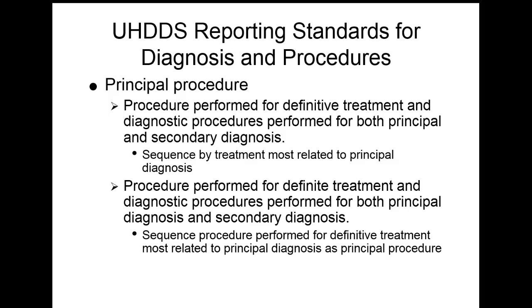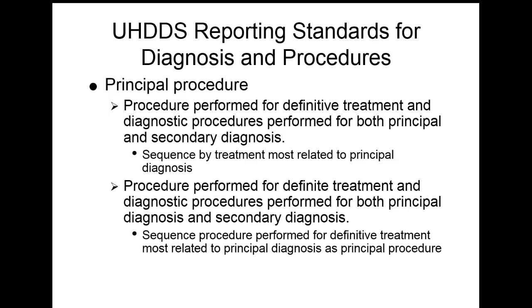Now, a procedure is like surgery. So patients have a diagnosis. So I have a diagnosis of acute appendicitis. And then I come to the hospital and they take out my appendix. They do an appendectomy. The acute appendicitis is my principal diagnosis. My principal procedure is the appendectomy.